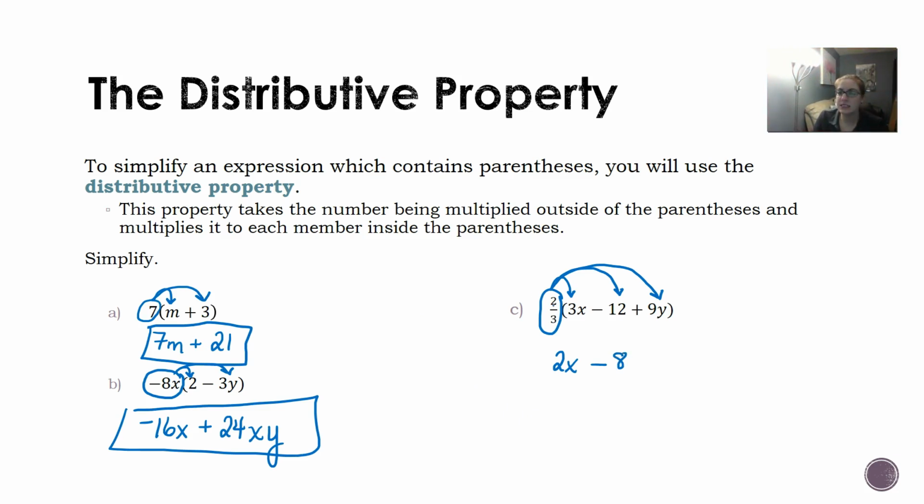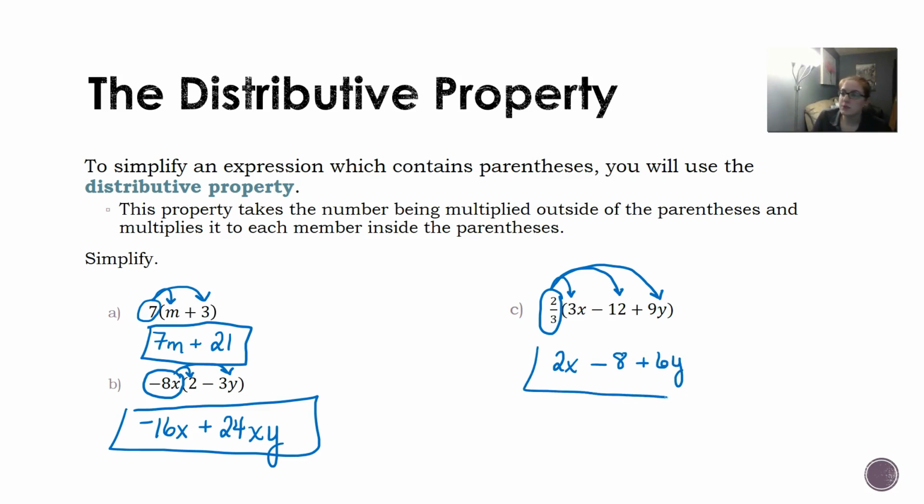Then last but not least, let's go ahead and take 2/3 and multiply it by 9. So 2 divided by 3 times 9 is going to get you 6. 2/3 times 9 equals 6. So this turns into 6y. We always want to remember those variables.